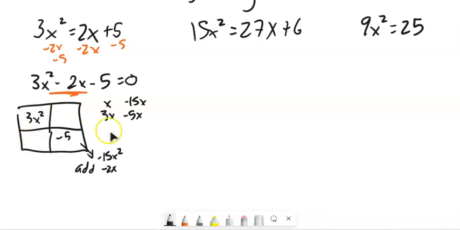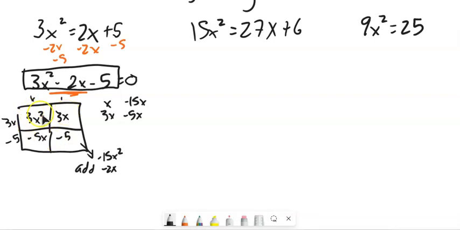So I can put one of them here, one of them here. Look across here, there's a 3x in both of those. That makes this an x, that makes this a negative 5, that makes this a positive 1. So what I've done is I've taken this area and rewritten it as x plus 1 times 3x minus 5. That's equal to 0.